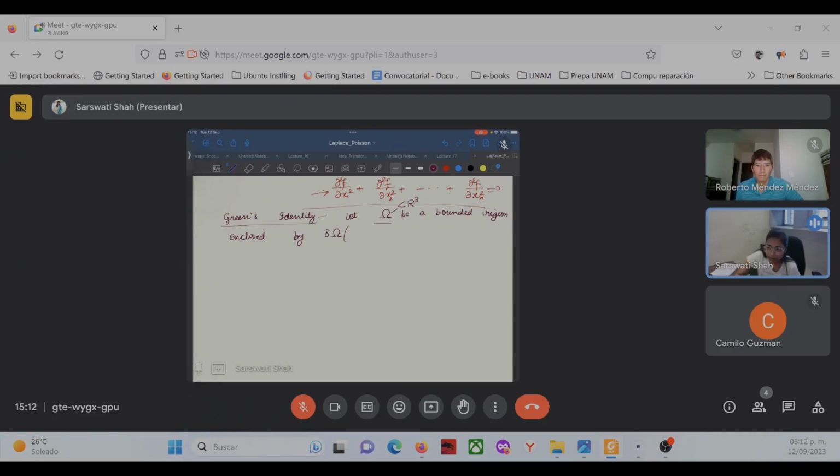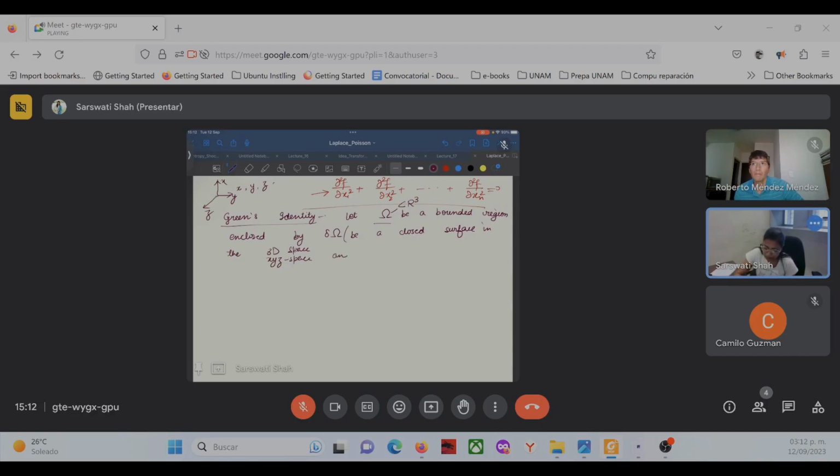So delta omega is a closed surface in the 3D space. Basically, to denote three-dimensional space, we are going to use the coordinates x, y, and z. So 3D space, you can also call it x, y, z space: x-axis, y-axis, and z-axis.